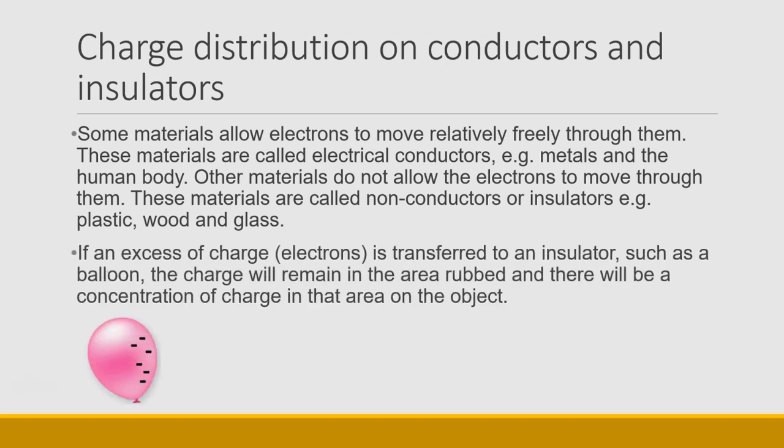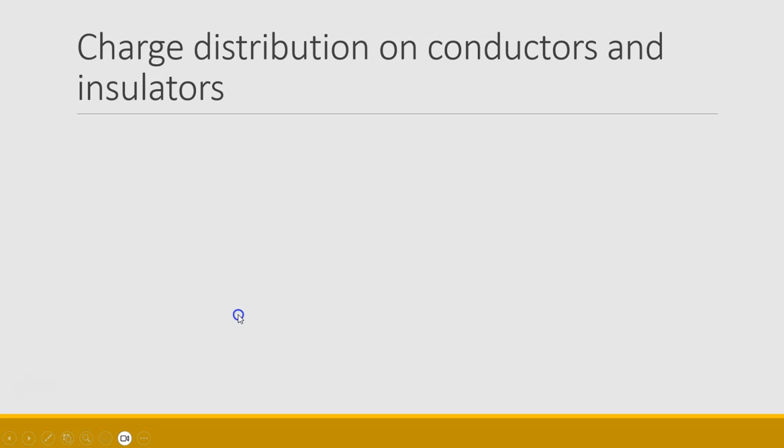So let's say I rub a balloon against my hair, meaning that electrons move from my hair onto the balloon. So now the balloon has an excess of electrons. However, these extra electrons will remain in that rubbed area. They will remain concentrated there. They don't like each other. So if they could move away from each other and distribute themselves evenly throughout the material, then they would. But they can't do that because they're on an insulating material.